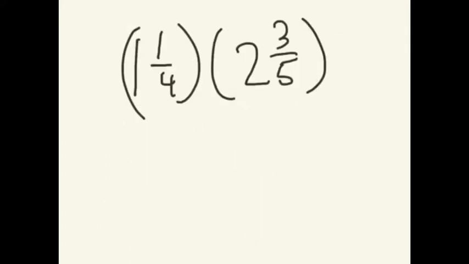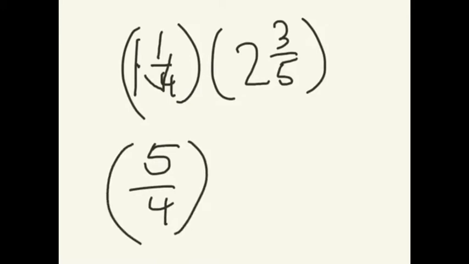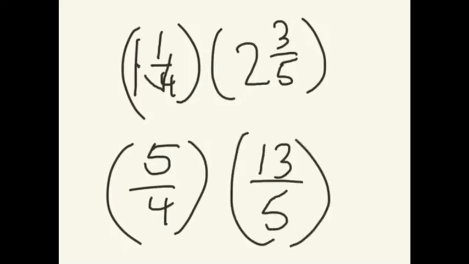Mixed numbers, I'm going to need to convert them into improper fractions before I multiply. I cannot multiply mixed numbers in the form that they are in. I must convert them into improper fractions. So in order to do that, I multiply 1 by 4 and get 4, plus 1 is 5. So 1 1/4 is the same as 5/4 as an improper fraction. 2 times 5 is 10, plus 3 is 13. So 2 3/5 is the same as 13/5.